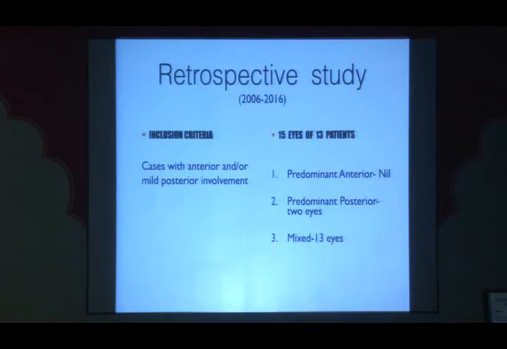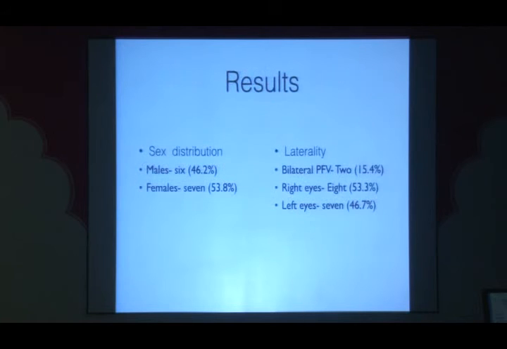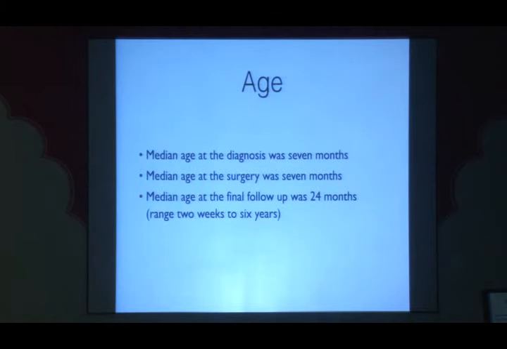So this is just a small retrospective study of our patients with 15 eyes of 13 patients in the last 10 years. Predominantly anterior we did not see, because most of them are taken care of by the anterior segment people, so we only saw in the pediatric retina department. Around all were mostly predominantly posterior, and mixed type for approximately 13. We had bilateral in around 15%. Again, right eye and left eye are equally affected, with almost similar distribution as regards to sex. The mean age of diagnosis was around 7 months.